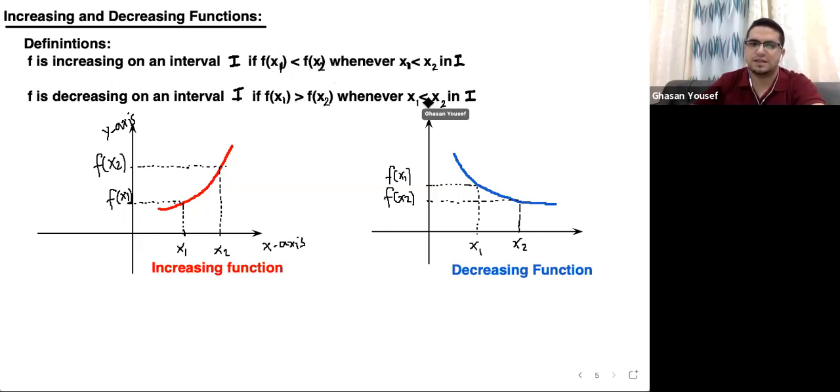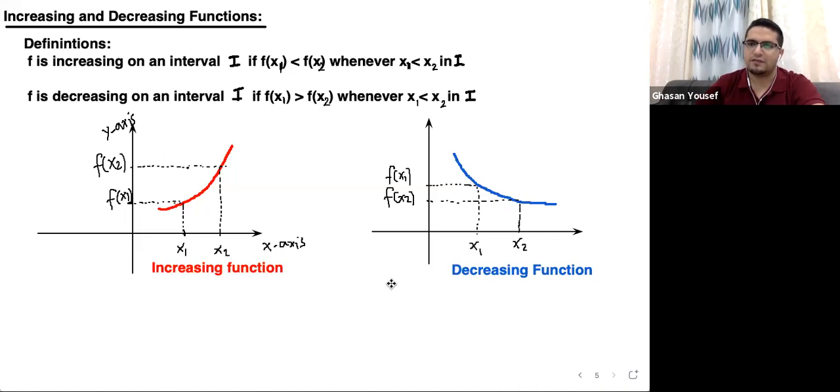So this is increasing. For decreasing, x2 is greater than x1, but f of x2 is less than f of x1. Why? Because the function is decreasing. If we look into the graph, x2 is greater than x1, but f of x2 is below f of x1, and so it's less than f of x1. That's why the function here, the blue one, is decreasing.